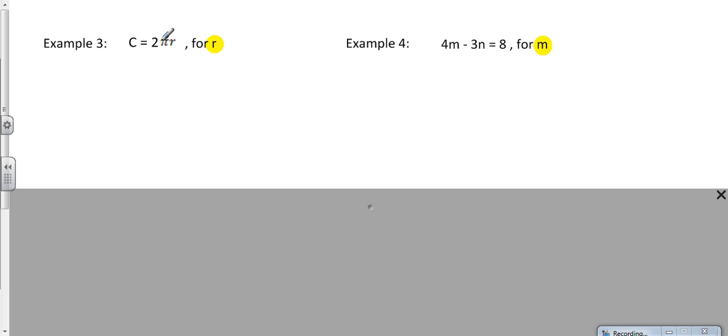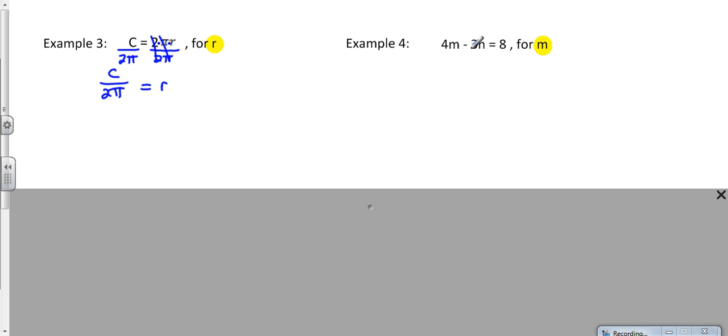We want to solve for r, so 2 and pi need to move. Well, they're all being multiplied. Now, since they're all being multiplied, I can do something in one step here. I can divide not just by 2, but by 2 pi. That will move both of them at once. And that will leave us with r equals circumference over 2 pi.